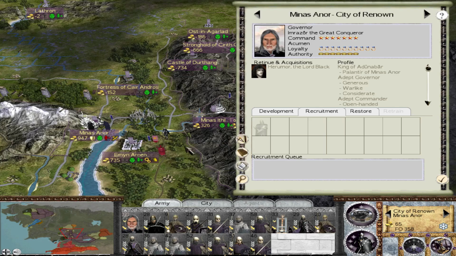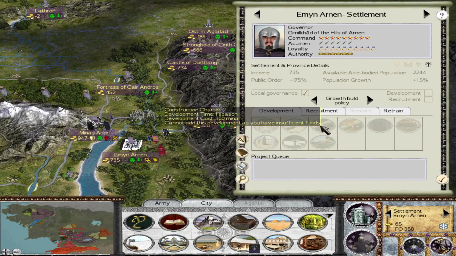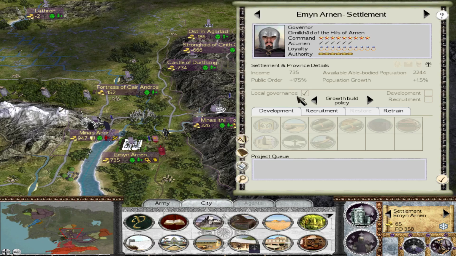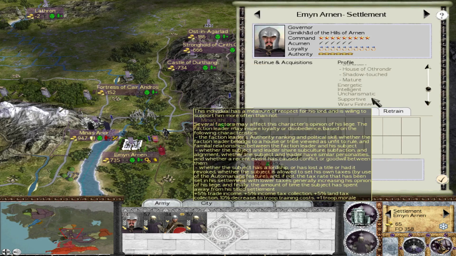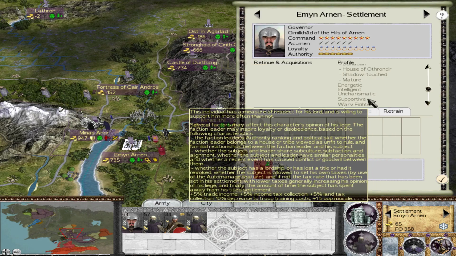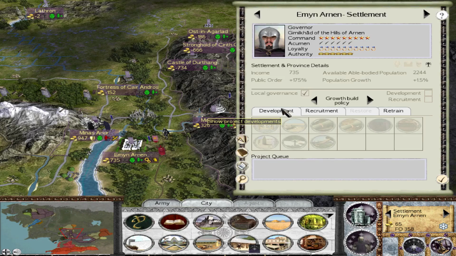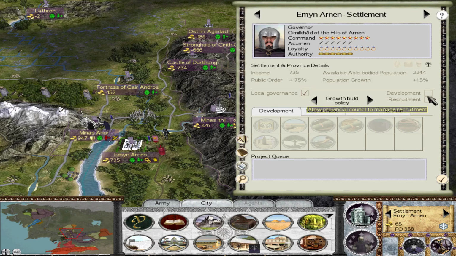So low taxes. Now you'll notice here that I've got this on auto manage. This is another thing that can play a role in the opinion of the liege. So if I were to take this off and just have it be on low taxes instead of a particular policy, his opinion of liege might go down. We might see him drop down to dubious as opposed to supportive, and he might start taking some penalties. So if you've got governors, put them on local governance, untick these 2 options, and put them on a growth policy, because that's essentially the same as low taxes.